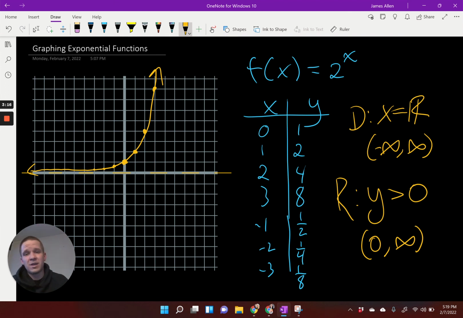Most basic graphing of an exponential growth function with a base of 2. I think that was awesome.